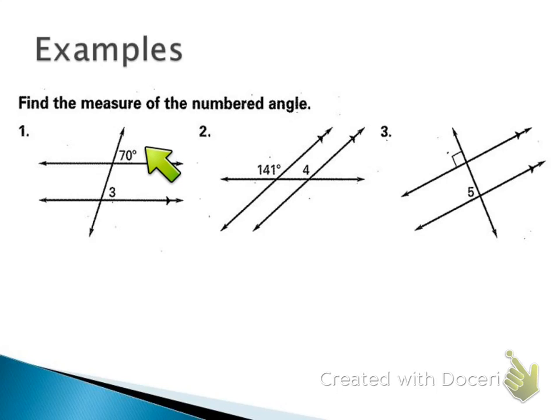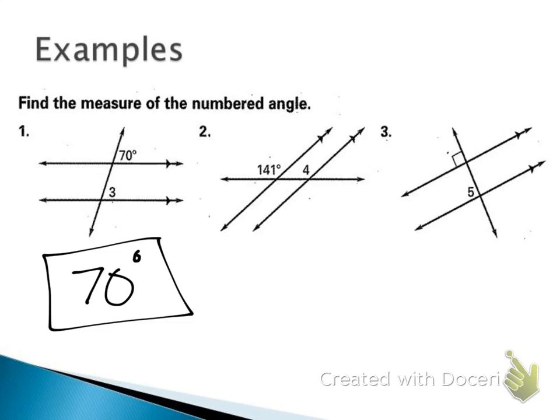So what type of angles are these? They're corresponding angles. What do we know about corresponding angles? They're congruent. So if the angle given is 70, angle 3 is also 70.